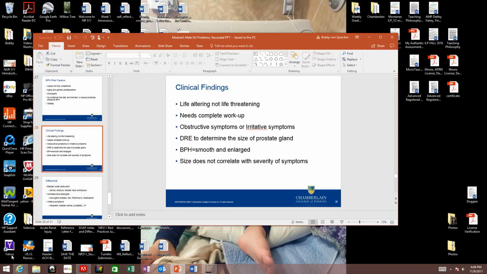DRE is done to determine the size of the prostate gland. The prostate in BPH is usually smooth and enlarged. If the prostate is nodular or unusually firm, cancer should be suspected. Also, the size of the prostate does not correlate with the severity of symptoms.